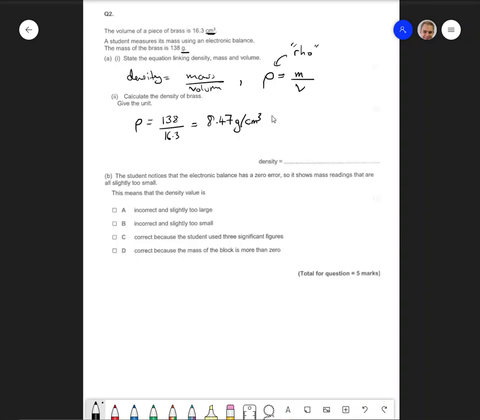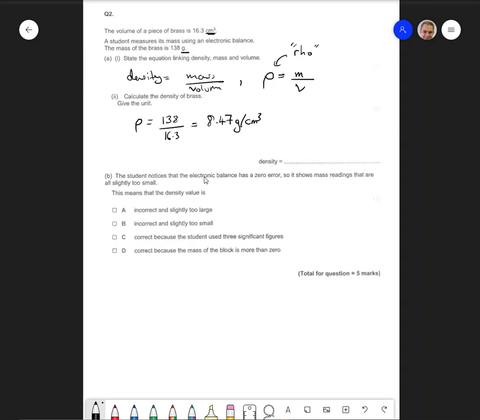You've got to be careful. It's perfectly fine to leave things like this. You could go into kilograms, which is 0.138. Converting centimeters cubed to meters cubed is a little bit tough. You've got to divide this number by 100 three times to counteract the fact that it's cubed. But I would leave this one in grams per centimeter cubed. That's fine. Whenever it says give the unit, you are allowed to choose a unit that's easiest to deal with. In this case, it's grams per centimeter cubed.